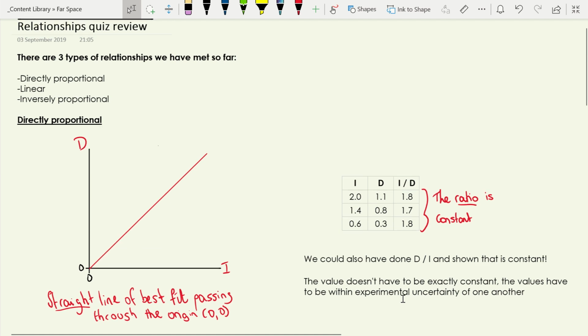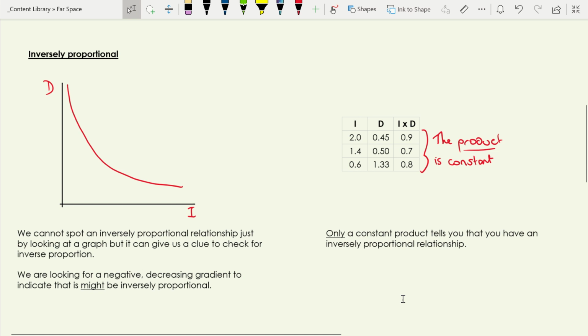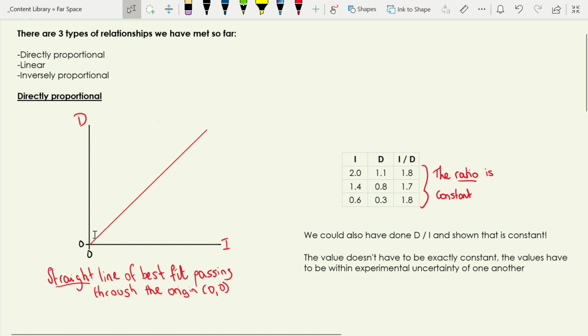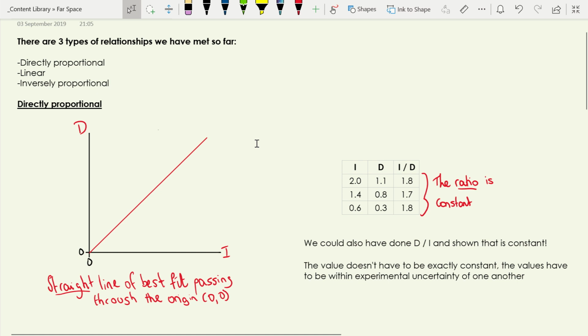Okay, so that's directly proportional. We'll also take a look next at inversely proportional, which we've met more recently. So again, same type of graph. We've got the independent variable, dependent variable, and this time we've got a graph that looks like this. So what's different about inversely proportional is we can't spot one just by looking at a graph, but the graph can give us a clue to actually check for one. So for example, if I saw a graph like this, I wouldn't bother checking for an inversely proportional graph. I would see this and go, oh, this is directly proportional. I don't need to worry about inversely proportional, because you can't be both. You're only ever one of these things.